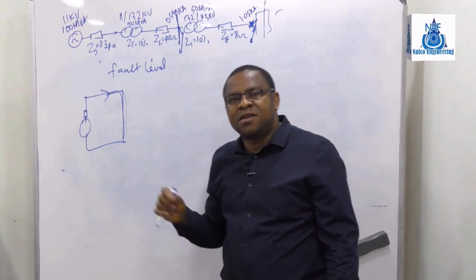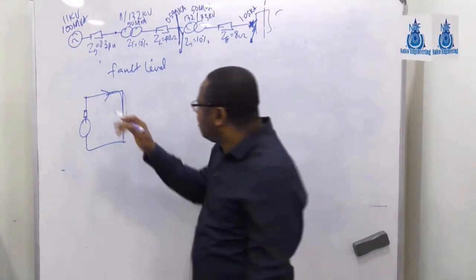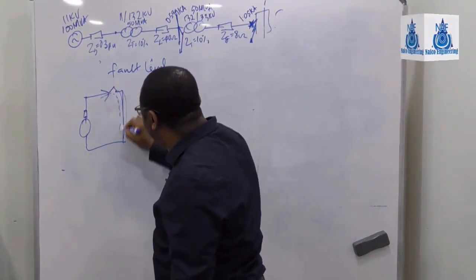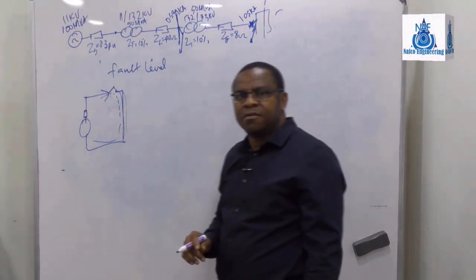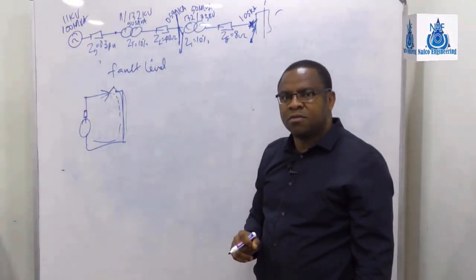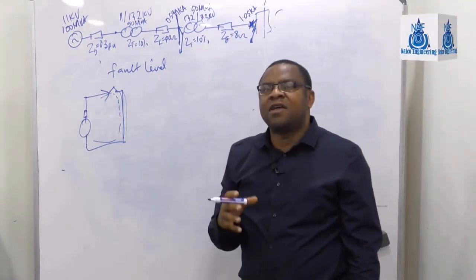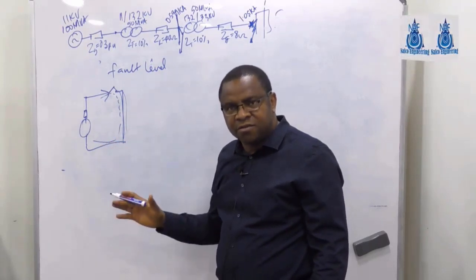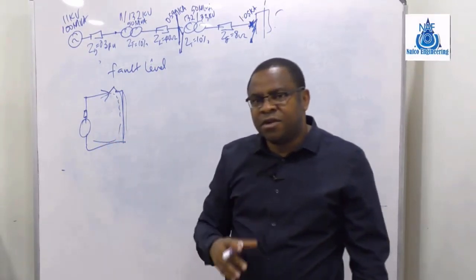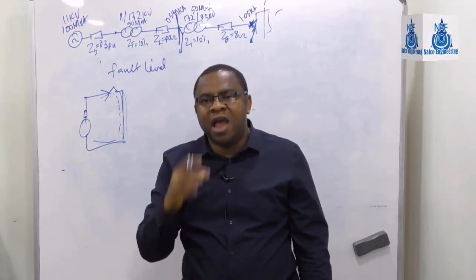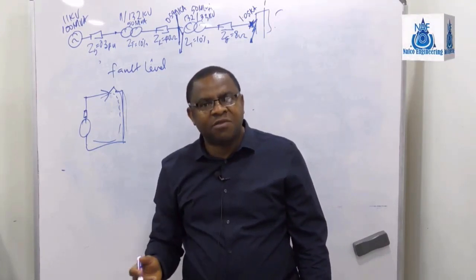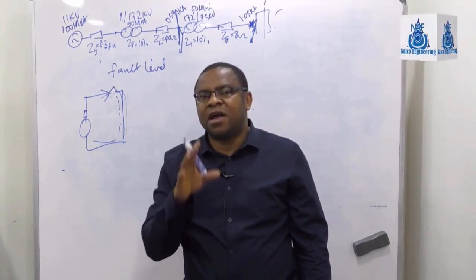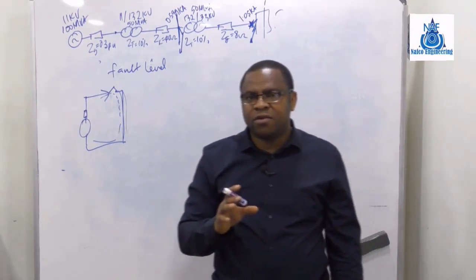Fault level is necessary to be known for you to get the size of a switchgear. You must know how much current can flow into this zero impedance when there's no load. So the fault level defines the value of this, which is a symmetrical condition. The fault level is usually expressed in MVA or sometimes in per unit. So we're then going to look at how to derive fault level in per unit.